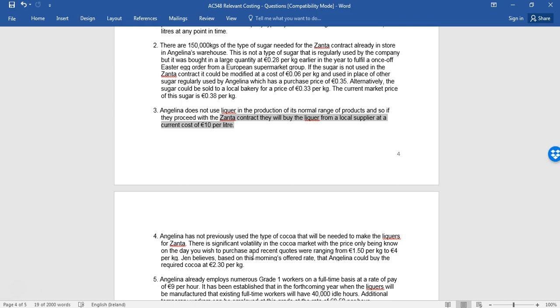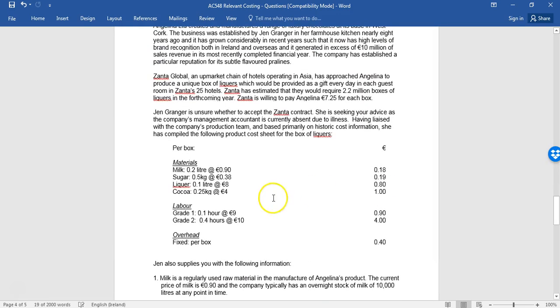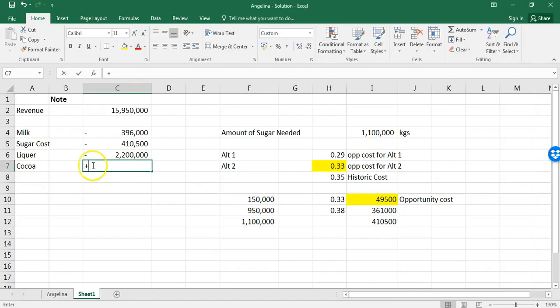So this is why we're going to be asked sensitivity analysis in the later parts, because we're not entirely sure what the market price will be. So we're going to use €2.30 a kilogram. We have to buy it all in because there's nothing there already. So it's going to be 2.2 million times 0.25 times 230. And of course that should be a minus. So about 1.265 million for the cost of the cocoa.